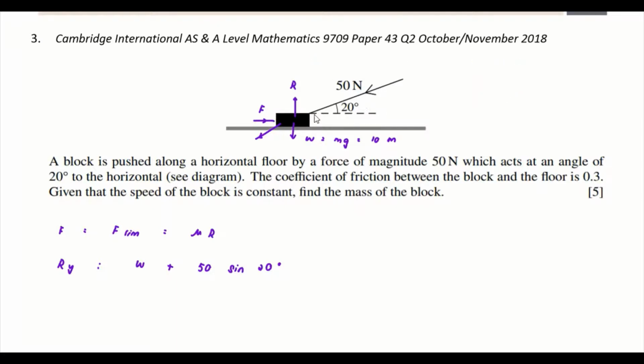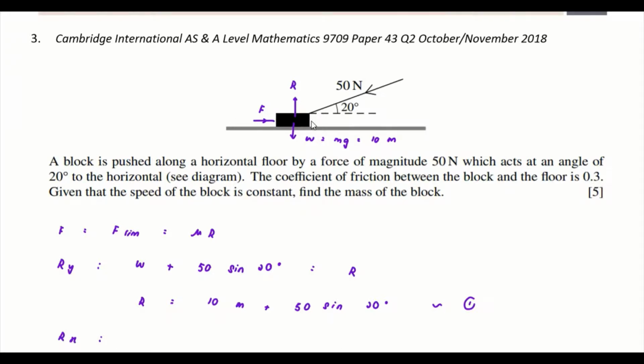So you can see it's moving down. When you resolve it, it's actually added on to the weight here, and after that it will be equal to our R. This is our first equation. Perhaps we can change our mg here to 10m, and write our R in front. So R will be equal to 10m plus 50 sine 20. We can't solve it yet because we have two unknowns. So this is our equation 1. Then let's resolve in the horizontal direction.